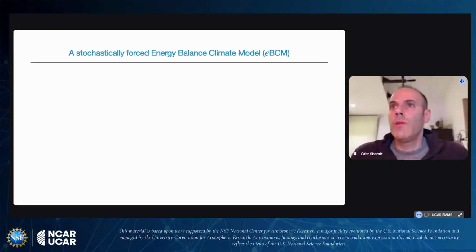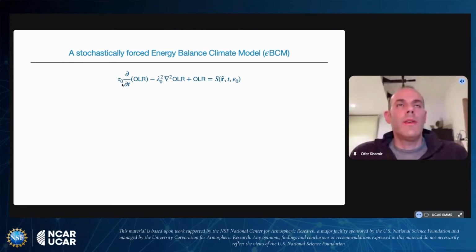Okay. So, as I said, we're going to use stochastic modeling, specifically a stochastically forced energy balance climate model, which is essentially just a diffusion equation with a stochastic source term, where tau zero here is a constant coefficient with dimension of time, and it's going to play the role of the temporal decorrelation. Lambda zero is a constant coefficient with dimension of length, and it's going to play the role of the spatial decorrelation. And there is also an amplitude epsilon zero, which enters through the forcing. And I will specify the forcing in the next slide.